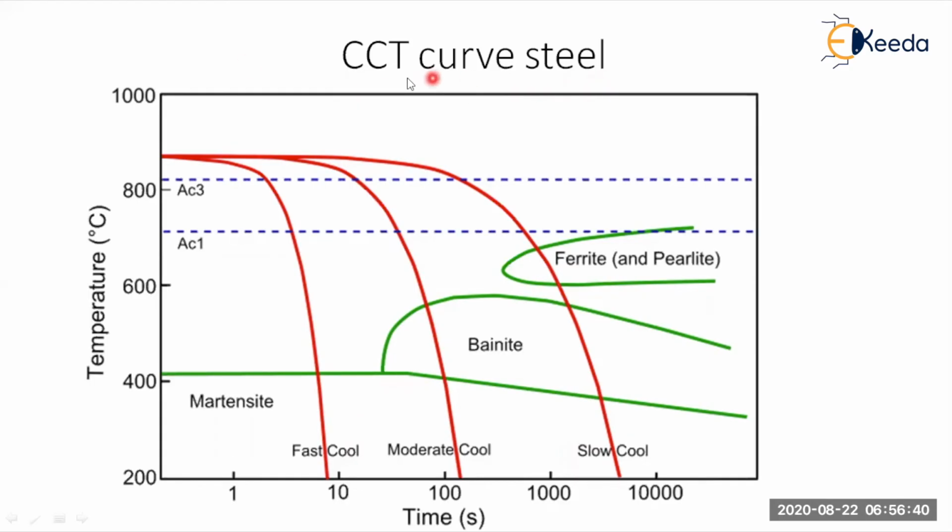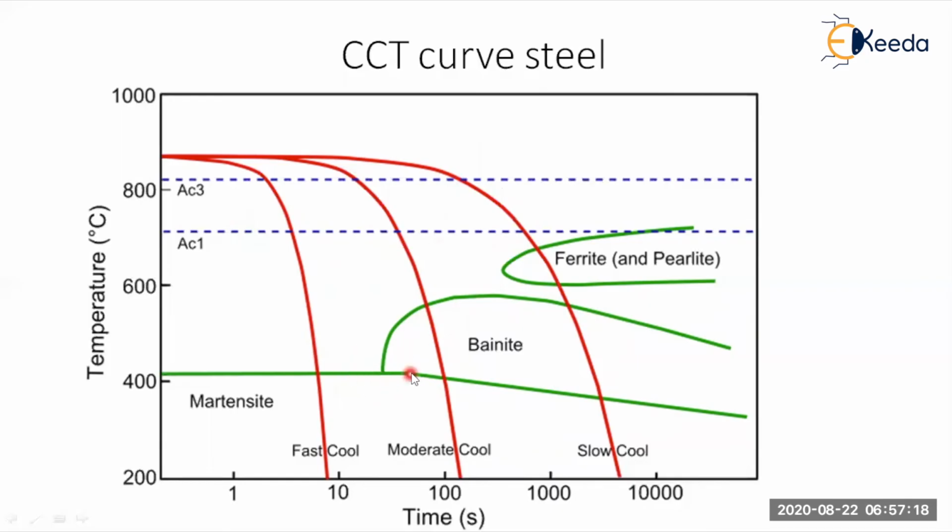See, one more point I want to explain. These CCT diagrams, the continuous cooling transformation diagrams, are different from one material to another material. You cannot say that for all materials the continuous cooling transformation is the same. No, these diagrams are different from one material to another. That means even if the composition changes, say the carbon percentage, steel has different carbon percentages available. If you change the carbon percentage, automatically this diagram is going to change.